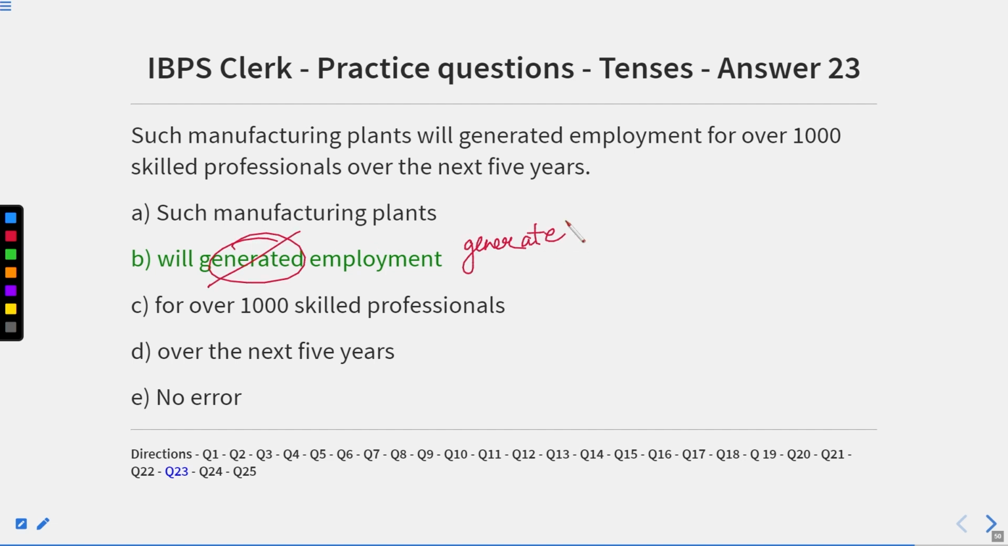Also, if we see the sentence carefully, such manufacturing plants will generate employment for over 1000 skilled professionals over the next 5 years. Now over the next shows the future. So it means that we are only talking about the future, so we cannot change the word will, because will shows the future and we are talking about the future only. So we have to change the word generated into generate, because after any modal we can only have the verb first form, only the basic form of the verb should be there. Now let us move to the next one.